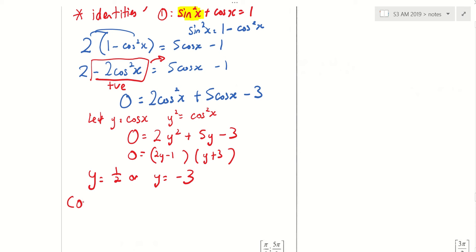I change back to cosine x. Can someone tell me why I don't have 4 different answers? Because of the negative 3. Can you try? Reference angle equals cosine inverse of negative 3. What do you get? Error. Therefore you reject. Gerald got a point. Reference angle must always be positive.